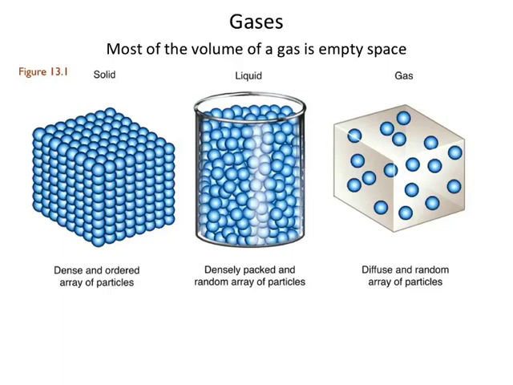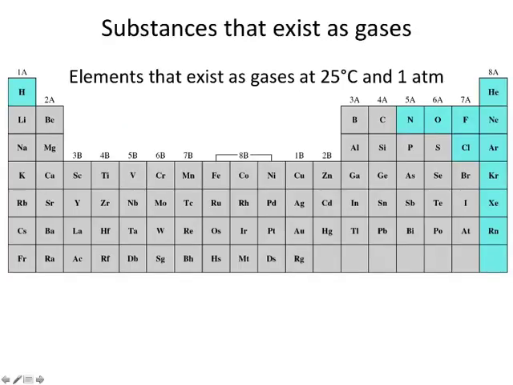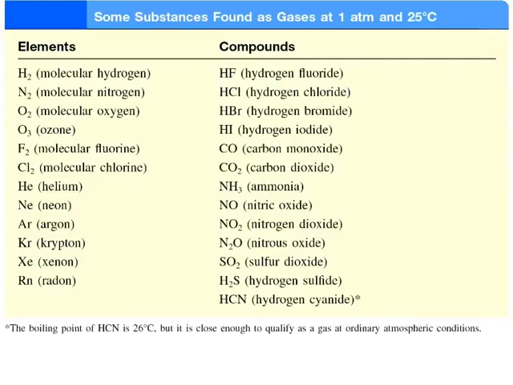This is in contrast to a liquid, which will kind of sit on the bottom of a container, or a solid, which has a definite shape. Now, many substances exist as gases by default, and so some elements exist as gases at 25 Celsius and 1 atmosphere of pressure, and they're the ones that are highlighted in blue in this table. And then some substances that are molecules are also found as gases. And this is, of course, not a definitive list. There's lots of molecules that are naturally found as gases. Just here are some examples.